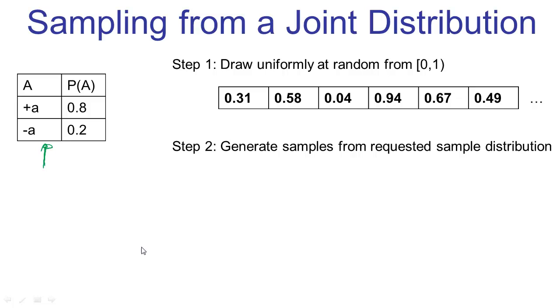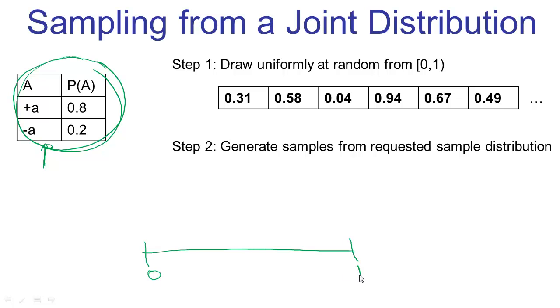The way this is done is by first mapping the provided distribution onto the 0-1 interval. So we look at 0-1. We step through this distribution, first row, plus a, 0.8 probability. So from 0 through 0.8, we assign plus a. Then the second row, 0.2 probability for minus a. So from 0.8 through 0.8 plus 0.2, which is 1.0, we have minus a.